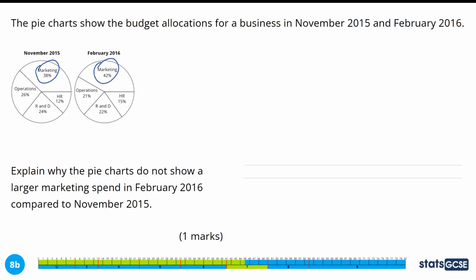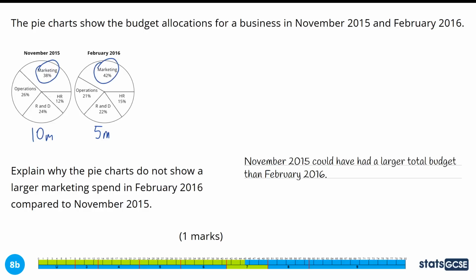But remember, that's just showing the percentage of the total budget. It's not showing the actual amount of budget. For instance, if in November 2015 the budget was £10 million, but in February 2016 it got slashed to £5 million, well, 42% of £5 million is a lot smaller than 38% of £10 million. So November 2015 could have had a larger total budget than February 2016.